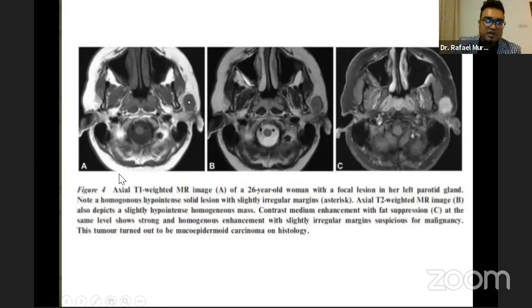The axial T1-weighted MR image A of a 26-year-old woman with a focal lesion in her left parotid gland, which we can see by the asterisk. Note that there is a homogeneous hypointense solid lesion with a slightly irregular margin. On the axial T2-weighted image, the same lesion shows strong homogeneous enhancement with strongly irregular margins, suspicious for malignancy as it has taken the contrast. So this tumor turned out to be a mucoepidermoid carcinoma on histology.